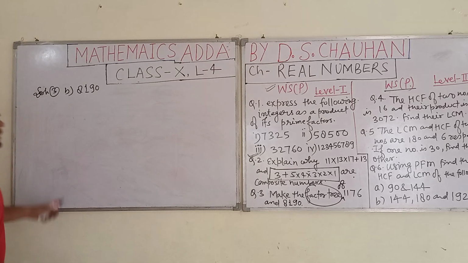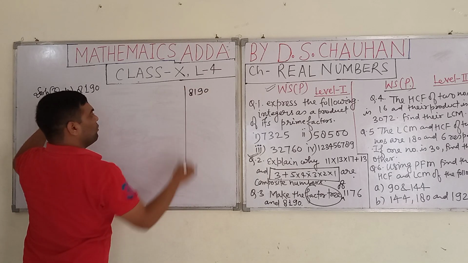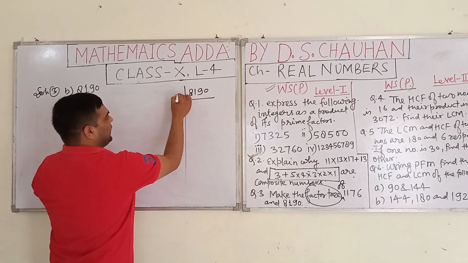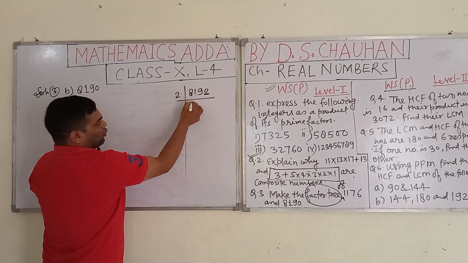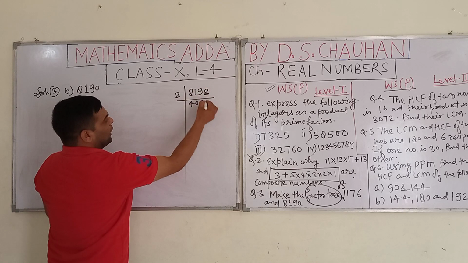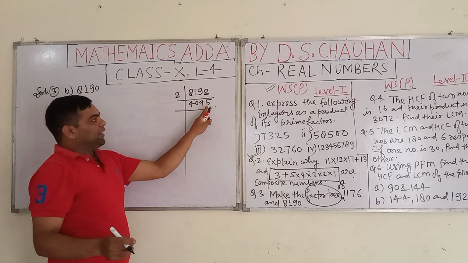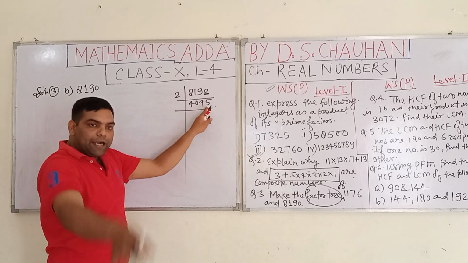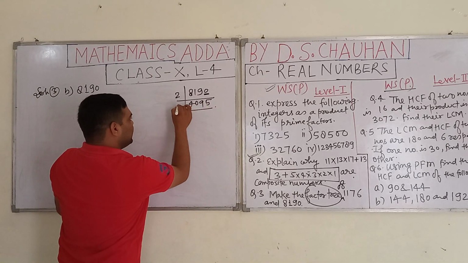How could it be done? First of all, you have to factorize it. Which type of factorization? Prime factorization. Being even, it is divisible by 2, which is a prime number. So this is 2, and here it will be 4095. Then again, now it is an odd number, and we know that every odd number is divisible by an odd number. So here we will try to factorize it by 3.